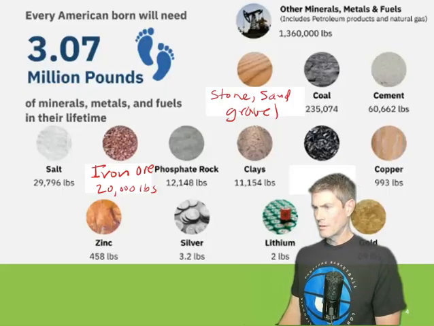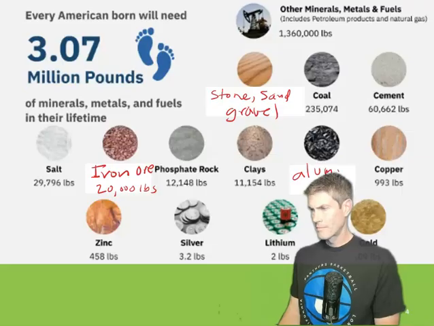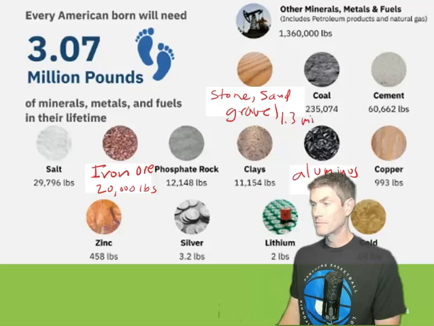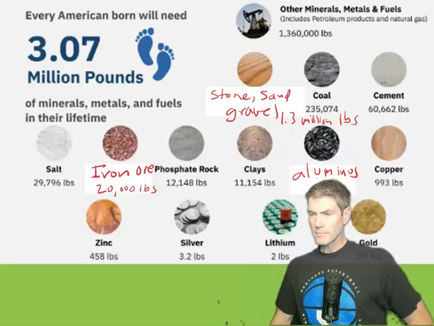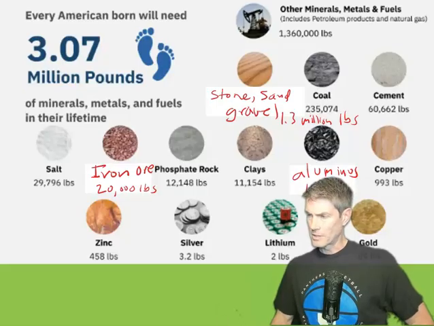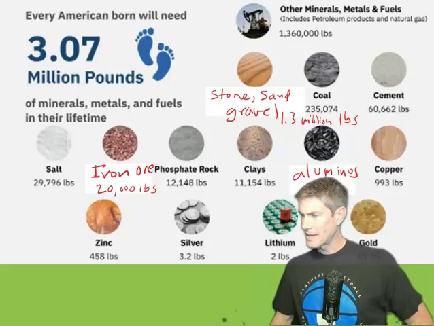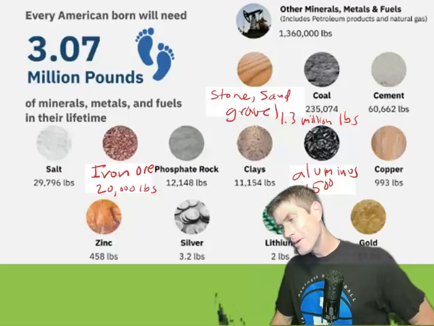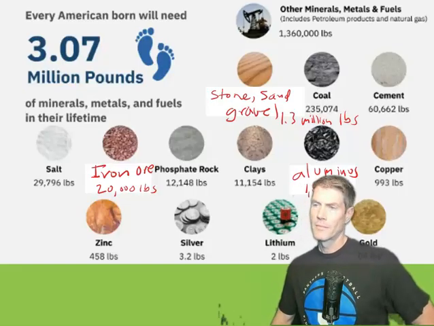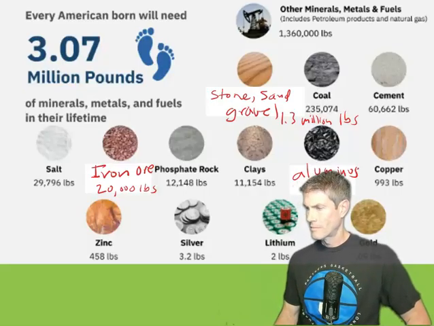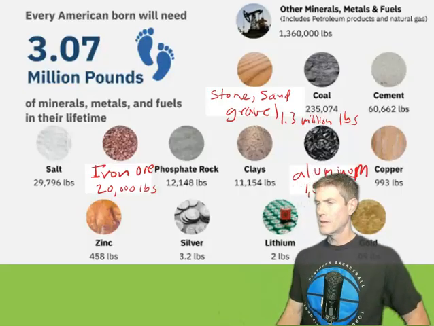And over here, aluminum. Got to put 1.3 million pounds. All these numbers are in pounds. And about 1,500 pounds of aluminum. And not that much gold. 0.09 pounds of gold. Aluminum, that's better.